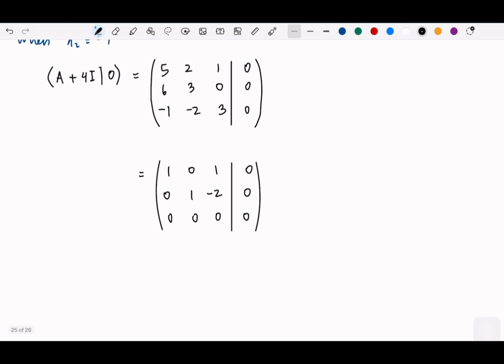So we get here K1 plus K3 equals 0, so K1 is negative K3. K2 minus 2 K3 is 0, so K2 is 2 K3. Notice that to help you define the eigenvectors, usually this is what happens: the row 3 for 3 by 3 matrices will be 0.